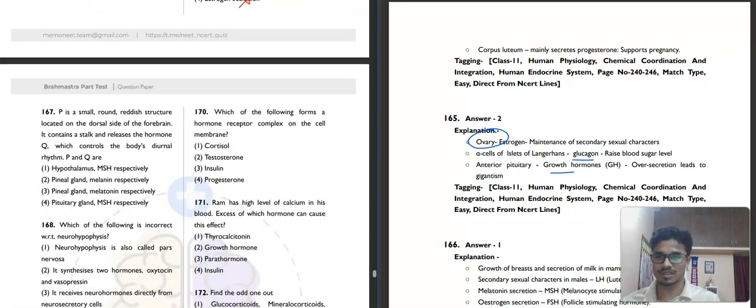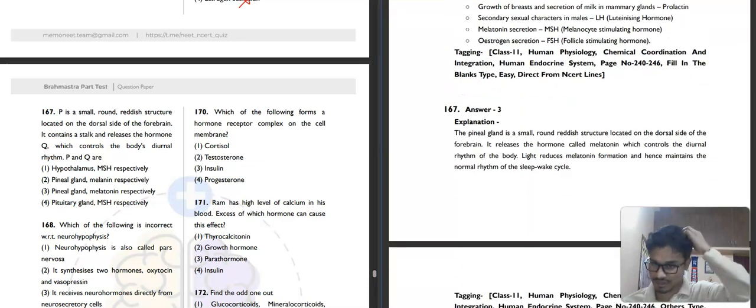Then question number 167. What is it saying? Let us read. P is a small round reddish structure located on the dorsal side of the forebrain. Okay, dorsal side of the forebrain. It contains a stalk, releases the hormone Q, which controls the body's diurnal rhythm. P and Q. I think it's very easy. So you know that P is basically the pineal gland and Q that controls the body's diurnal rhythm is melatonin. So the third option will be your correct answer.